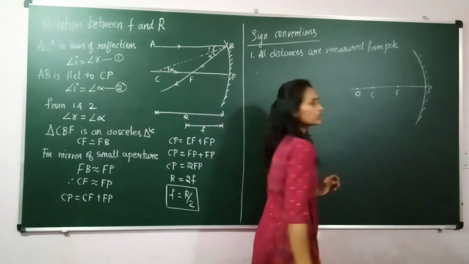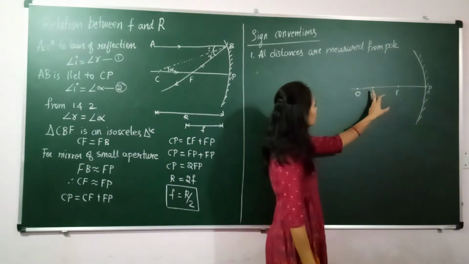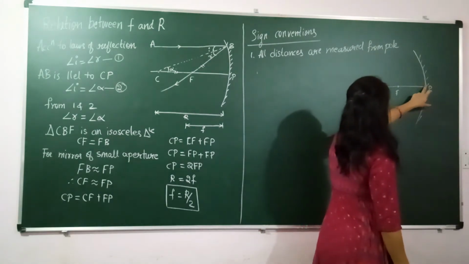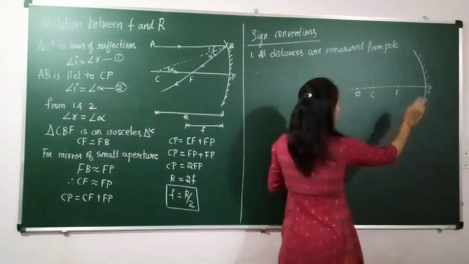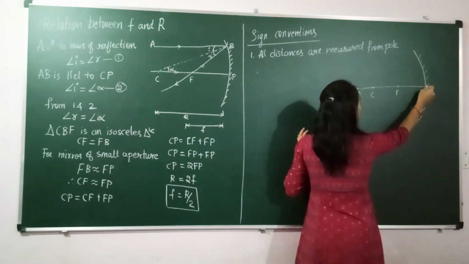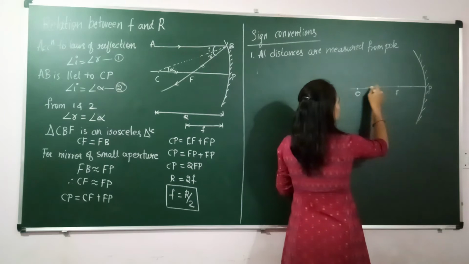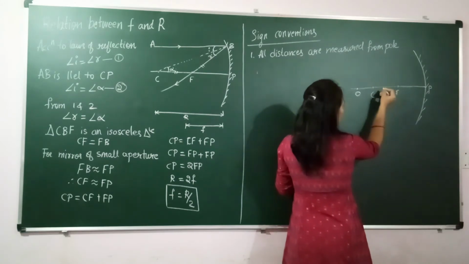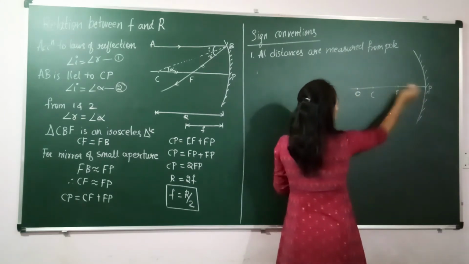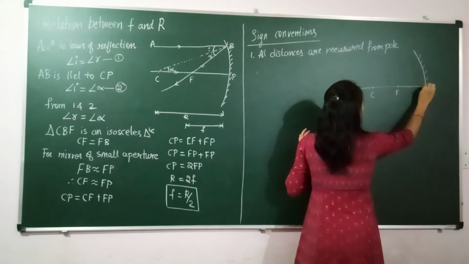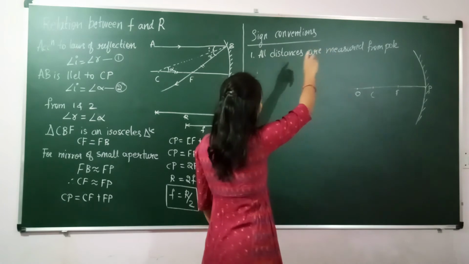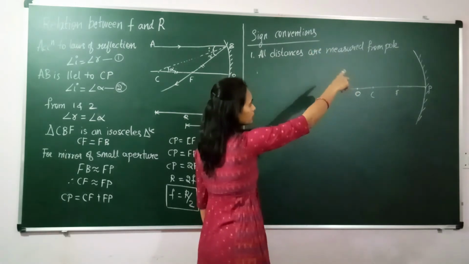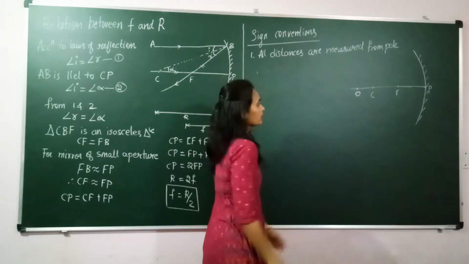This is our first sign convention. If we want to calculate the distance from the center of curvature to the pole, or from the focus to the pole, or from the object to the pole, we always have to start the measurement from the pole. If there is any other object here, we will still measure starting from the pole. So this is the first sign convention: any distance we calculate should be measured starting from the pole.